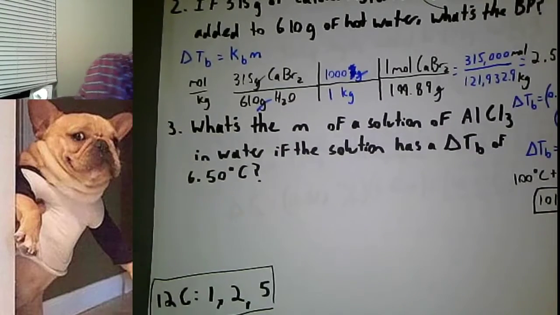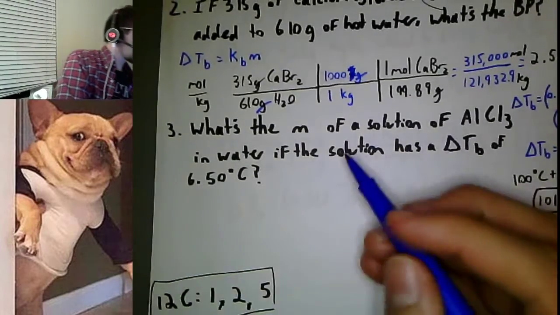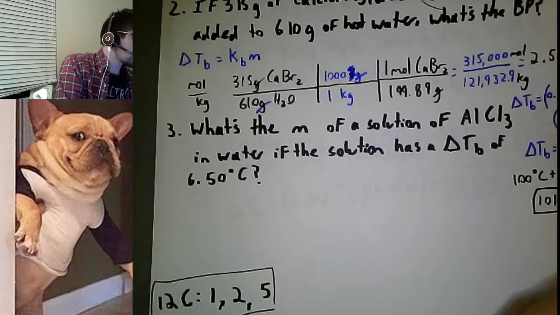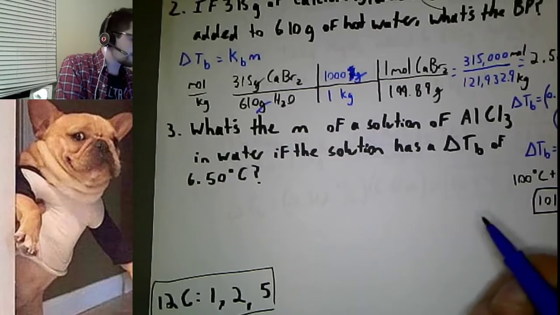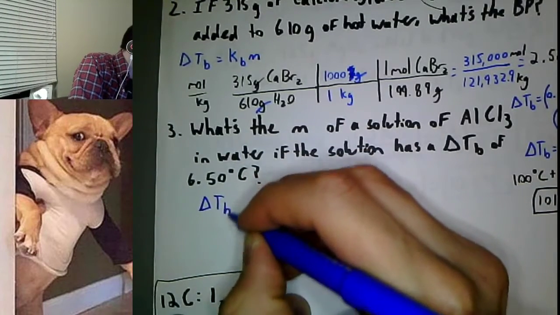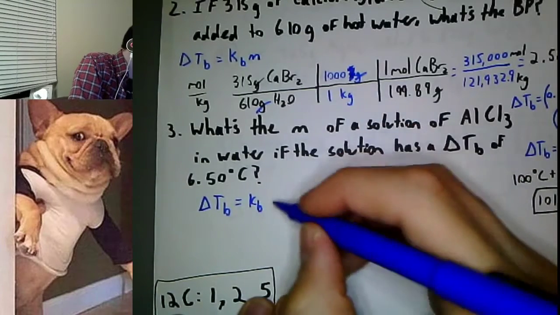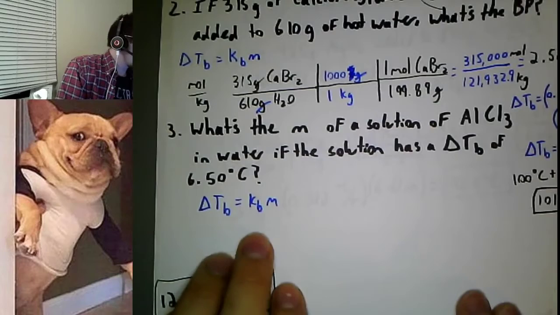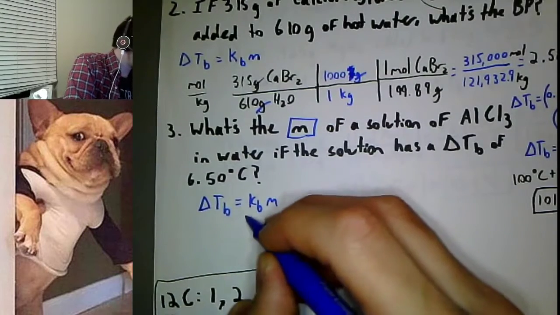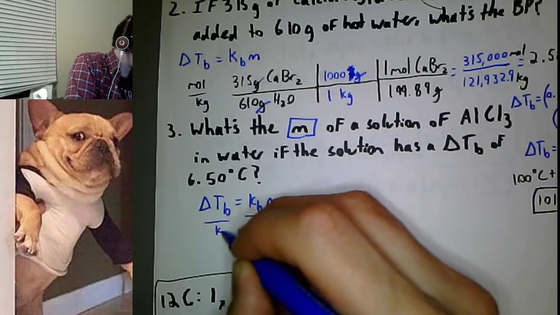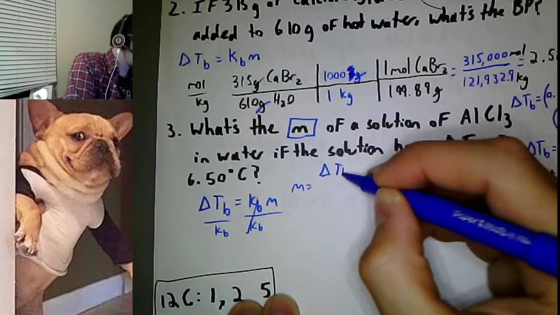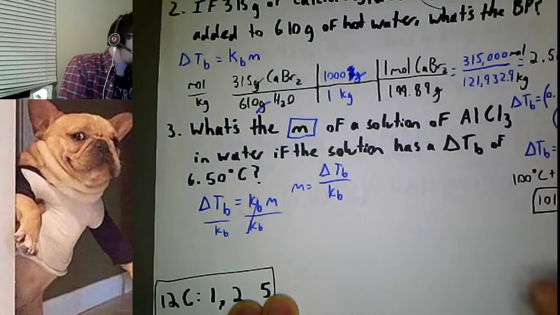Last problem. Number 3, which I based heavily off of 12-10. What is the molality of a solution of aluminum trichloride in water if the solution has a change in boiling point of 6.50 degrees? So, what's my equation? Change in boiling point equals the molal constant times molality. What am I looking for? I'm looking for molality. So I would rearrange this equation. How do I get m by itself? I divide both sides by kb, and I end up with m equals the change in boiling point over kb.